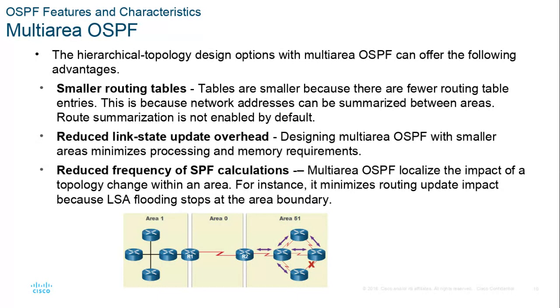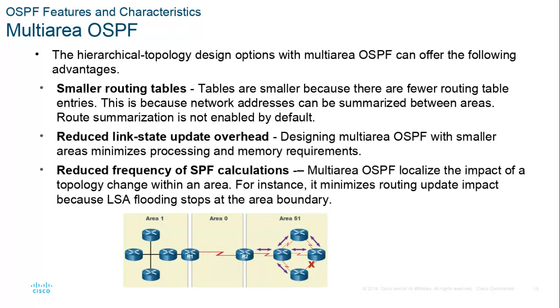We do summarization. Summarize networks between areas. Anything we can do to reduce the number of lines in the routing table. The Cisco software engineers have already done everything they can with that indented parent and child route stuff to try to make the lookups a little quicker.